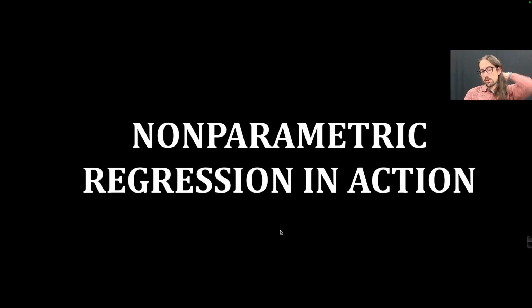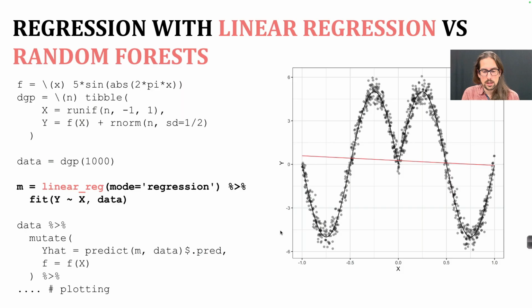So that motivates nonparametric regression. Here I'm going to show you how you do it in action. I've generated some data. This is my data generating process. You can see that I set up this conditional mean function, that's the black line, and I've sampled 1,000 data points. Those are the little black dots from this data generating process.